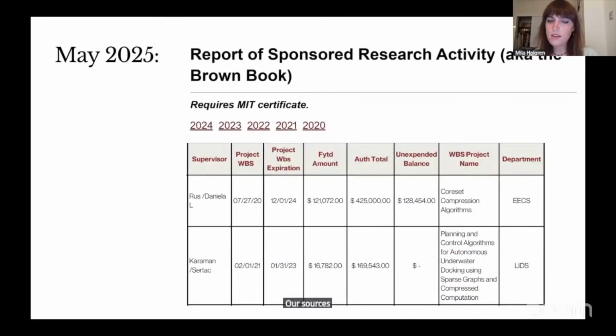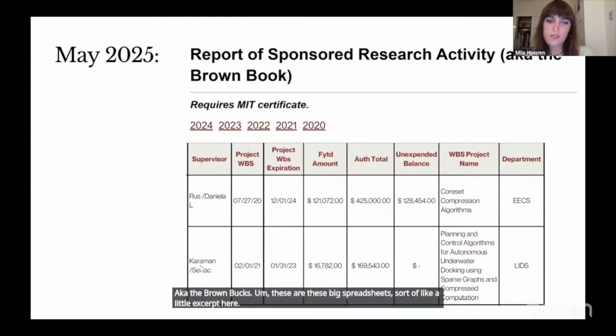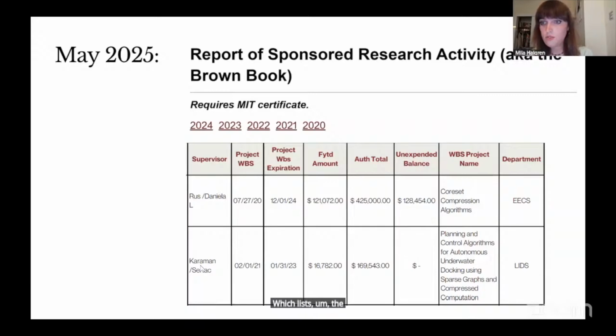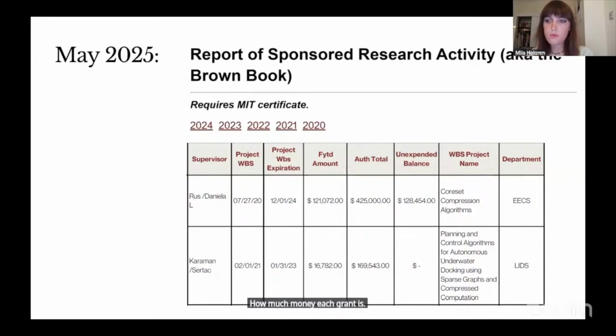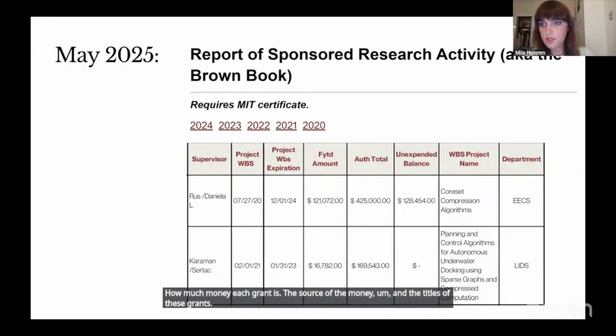Like Richard said, a lot of this stuff is a black box for us, but not everything. So MIT for a long time uploaded its report on sponsored research activity, aka the Brown Books. These are big spreadsheets, like a little excerpt here, which lists the PIs or the supervisors that individual grants are routed to, how much money each grant is, the source of the money, and the titles of these grants. So you can see a couple of example ones here.